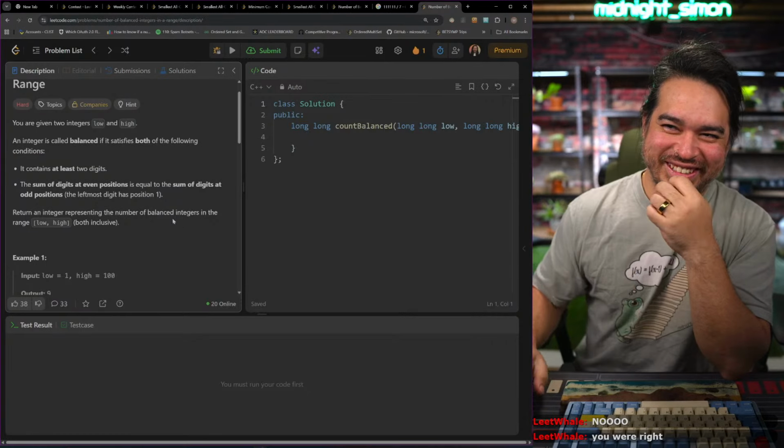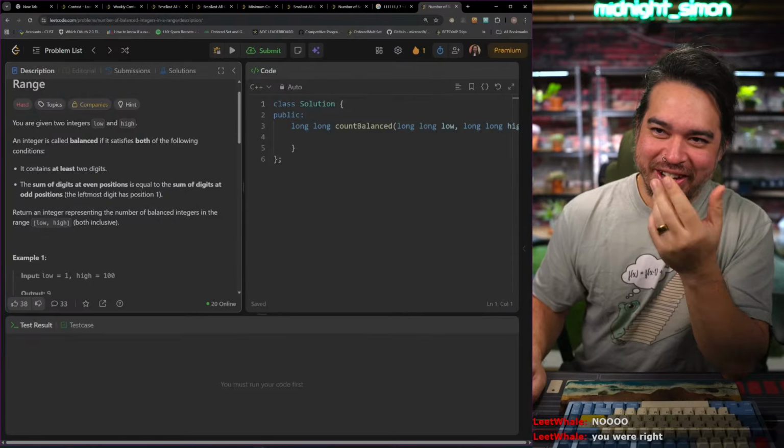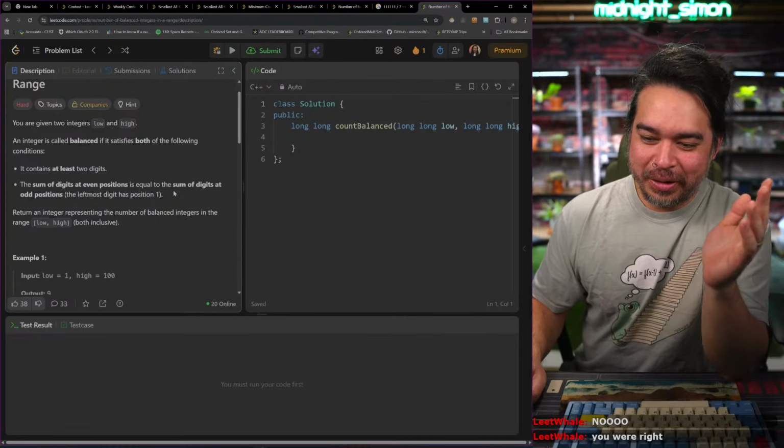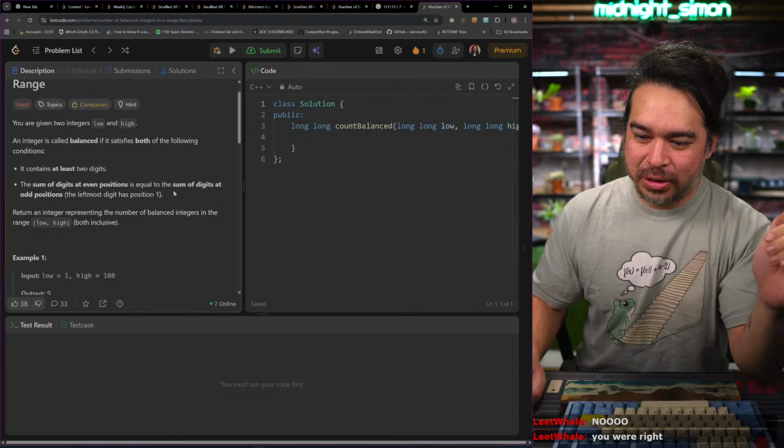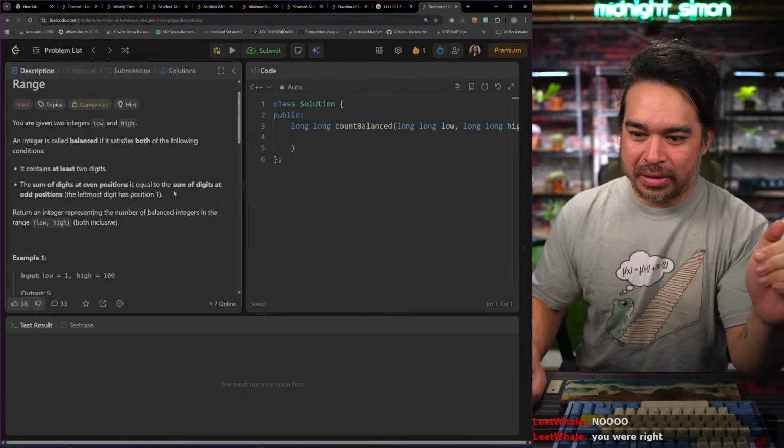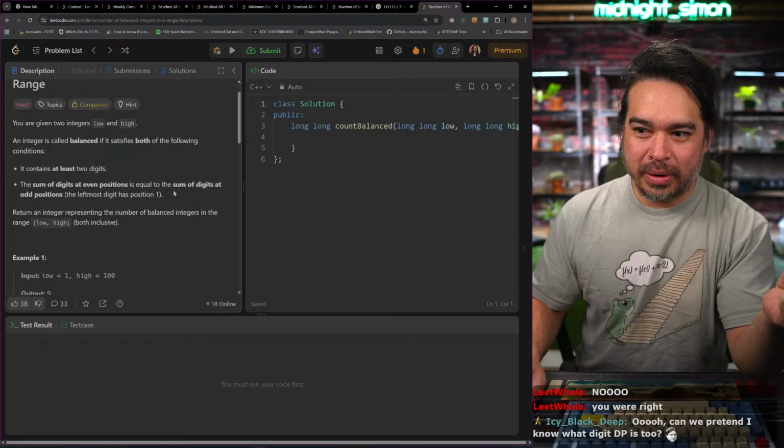How would I do it? I forget how digit DP works. I know you go through each digit and you try to find the limit at each position, and you go up to the limit, and you also need some boolean to tell you whether or not you're at the limit.